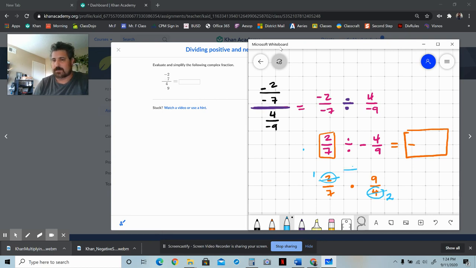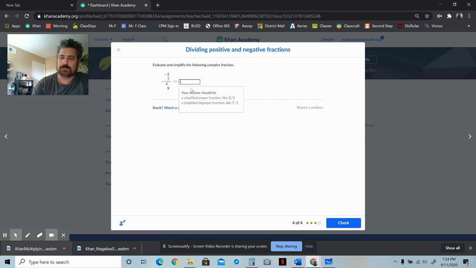So 1 times 9 is 9, and 7 times 2 is 14. So the ultimate answer here is that this is worth negative 9/14. That's why I have that negative in a box. Once you know your sign, put your sign in the box. You're done with that. Don't worry about the sign anymore. So this is negative 9/14. Negative space 9/14, and you're good to go.